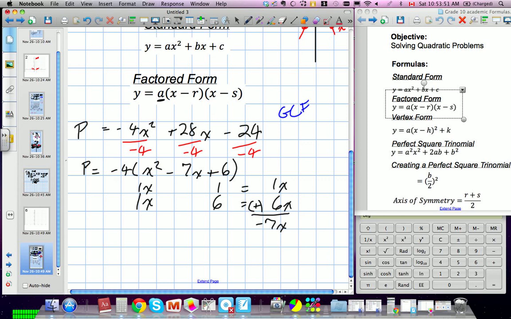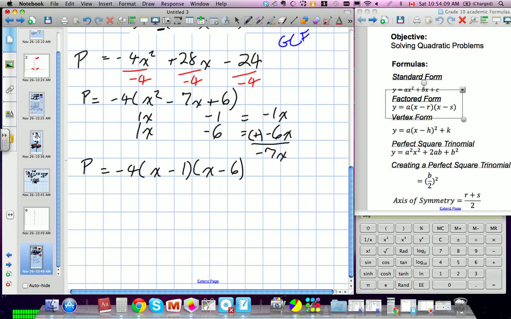So our profit function in factored form is negative 4, x minus 1, and x minus 6. Now we still have to find break-even points. Break-even points is when profit is 0, right? That's when we break even, when however much money I make is the exact same amount as how much it costs me. So if profit's 0, this is where we have to split our function. We have to put each bracket equal to 0.